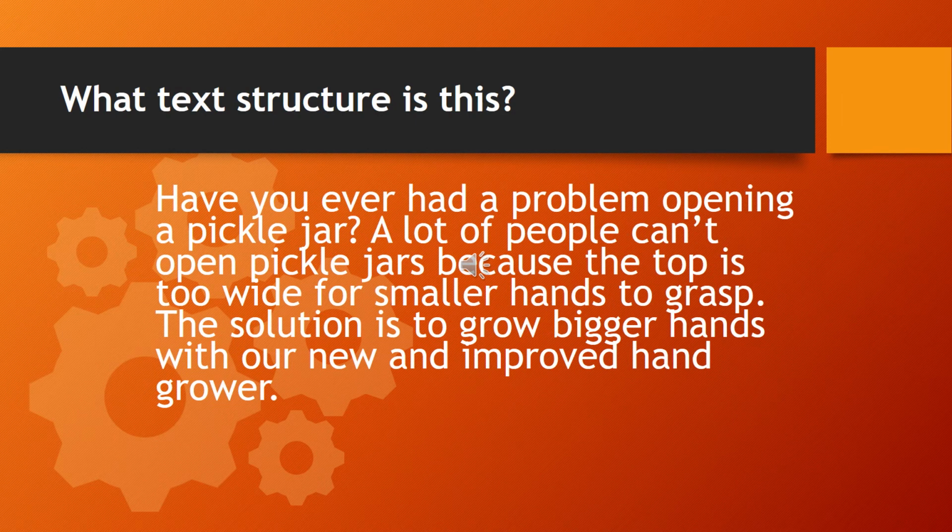Let's try this next one. See if you can figure out what text structure this is. Have you ever had a problem opening a pickle jar? A lot of people can't open pickle jars because the top is too wide for smaller hands to grasp. The solution is to grow bigger hands with our new and improved hand grower. What do you think? What is the text structure?